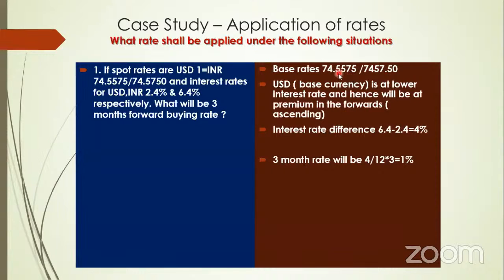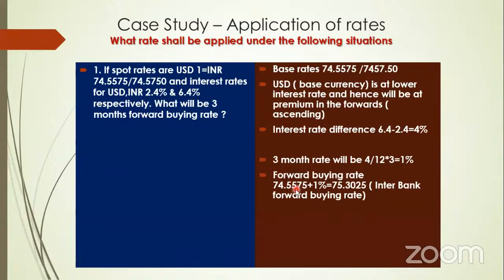Why am I asking to key in 74.55, 75? Because they are asking forward buying rate. Forward buying rate interbank. They are not coming to exporter importer. Exporter importer means one more step will be added. Exporter means you have to deduct the bank margin. Importer means you have to add the bank margin, bank profit. Now bank profit is not involved here. They are only asking what will be 3 months forward buying rate. So go to this side, 74.